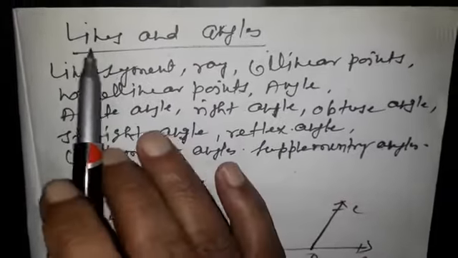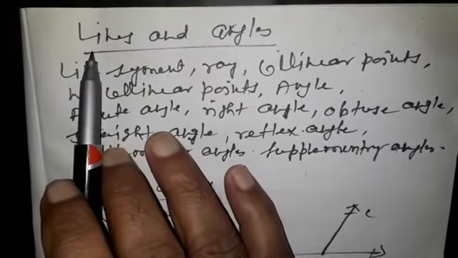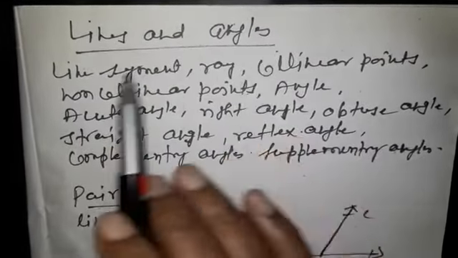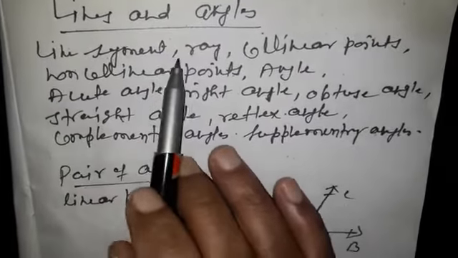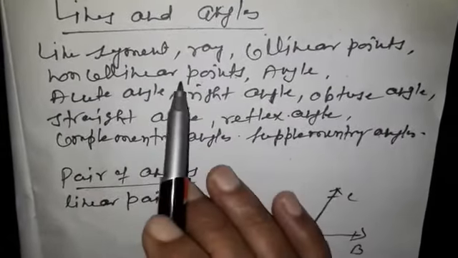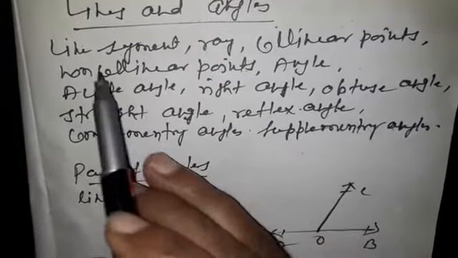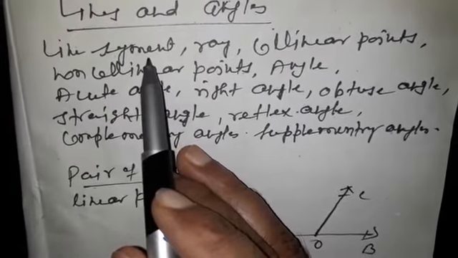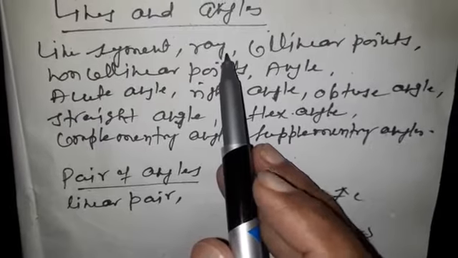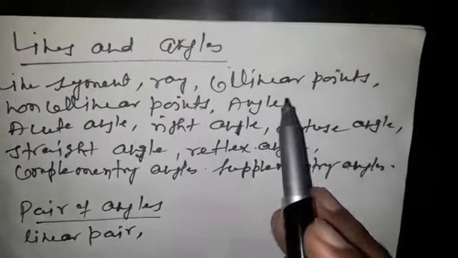Today I am going to start the chapter Lines and Angles. Students, you have already learned about line, segment, ray, collinear points, non-collinear points, angle, etc. First, a line segment is a part of a line which has two endpoints. A ray is also a part of a line which has one endpoint.